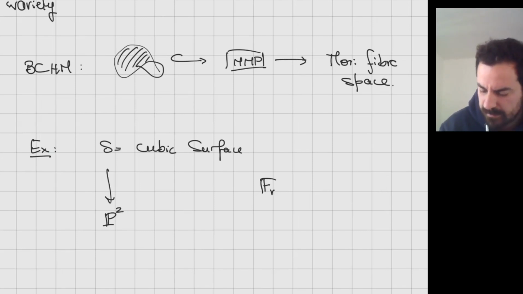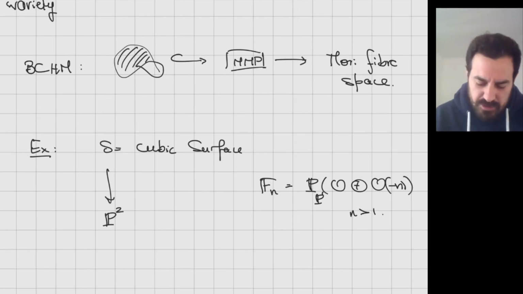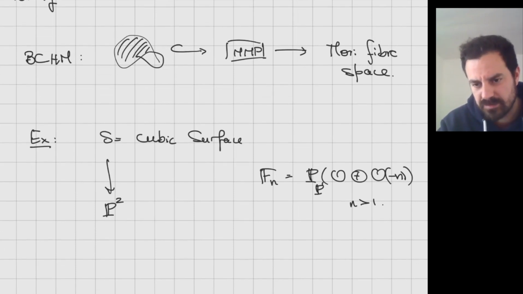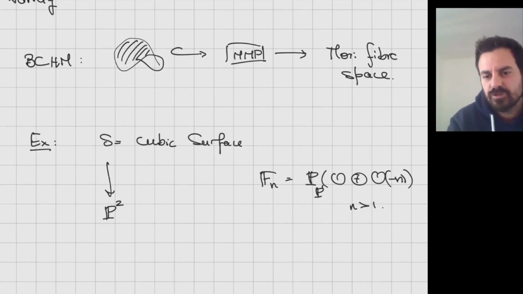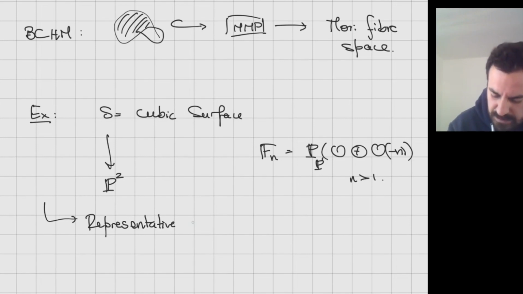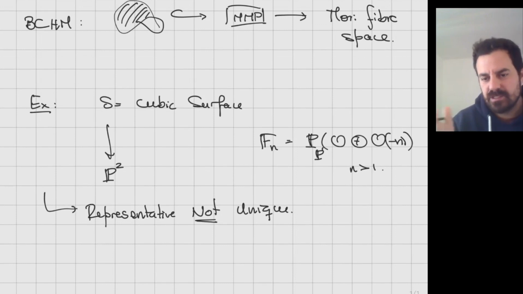But so is any Hirzebruch surface F_n when n is bigger than 1. So the representative of your birational class, even though all of these things are outputs of the minimal model program for uniruled varieties, it's not true that they are unique. So there's in fact an infinite number of representatives in general. Representative, not unique.